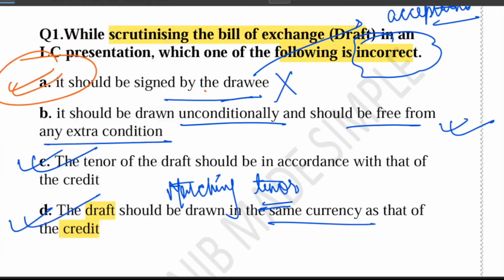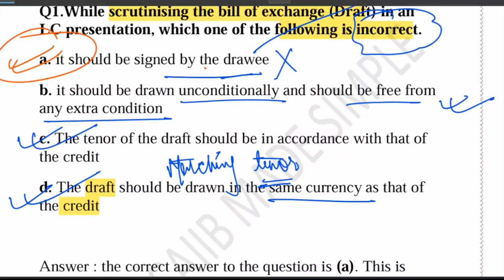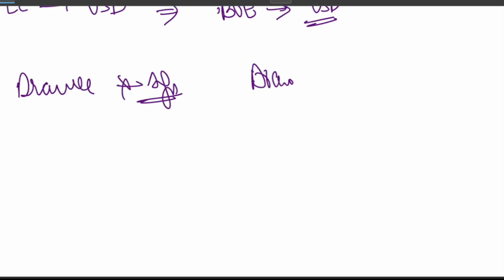So this is our correct answer. Remember, what we learned from this discussion is that the drawee never signs the draft. Please understand, the drawee will never sign, right? The drawer is the draft maker. Who is the draft maker? The drawer is the draft maker, or bill of exchange maker, right?